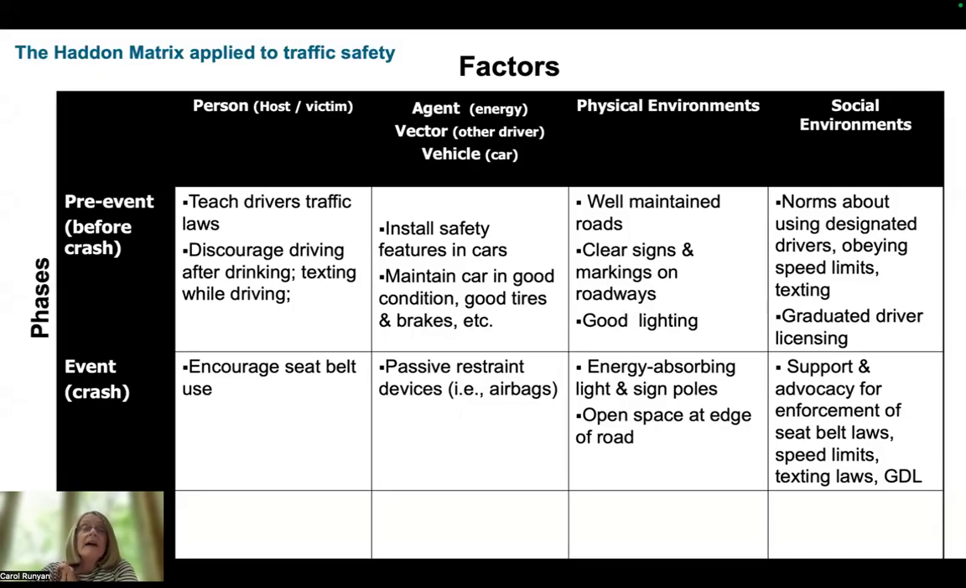Similarly, energy absorbing light and sign poles collapse if a car hits them, to prevent less force being transmitted to the car and the passengers. Open space at the edge of the road, so that if you do exit the highway out of control, you don't immediately hit a tree, but they're a little farther off and there's a chance for you to slow down. And in the social environment, in the event row, supporting advocacy for enforcement of the laws that relate to seatbelt usage, speed limits, texting, graduated licensing, and so on.